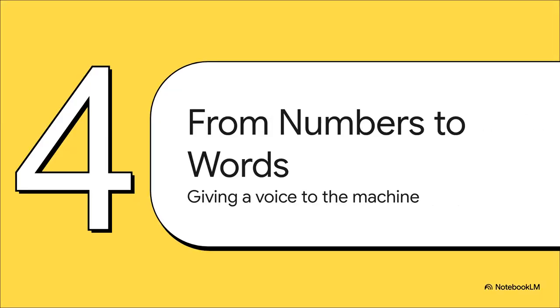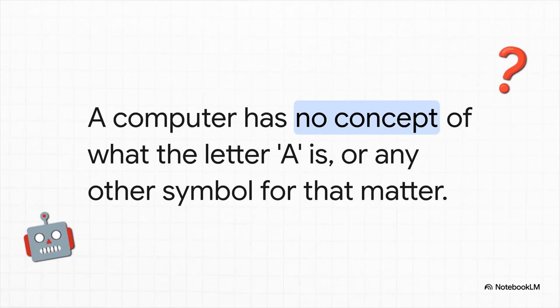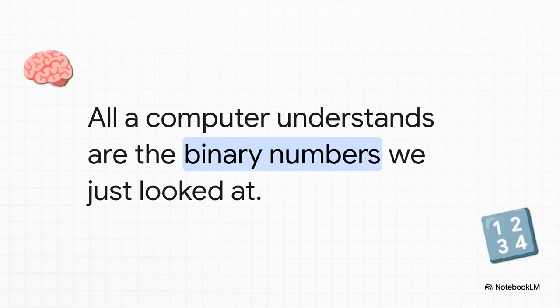Okay, so that makes sense for numbers. But what about words? I mean, how on earth does a system that only gets on and off represent the letter A, or your name, or a whole book? See, here's the fundamental problem. Your computer has zero clue what the letter A is. To a computer, it's just a shape. It doesn't understand a question mark, or a comma, or any other symbol we use. The only thing a computer gets are those numbers we just talked about, those strings of zeros and ones. So how do we bridge that gap? How do we translate from a number into a letter?